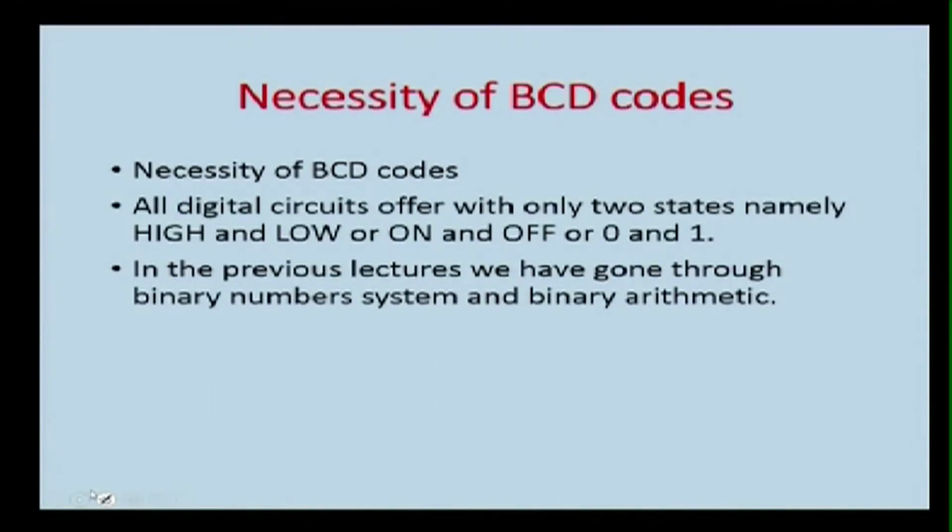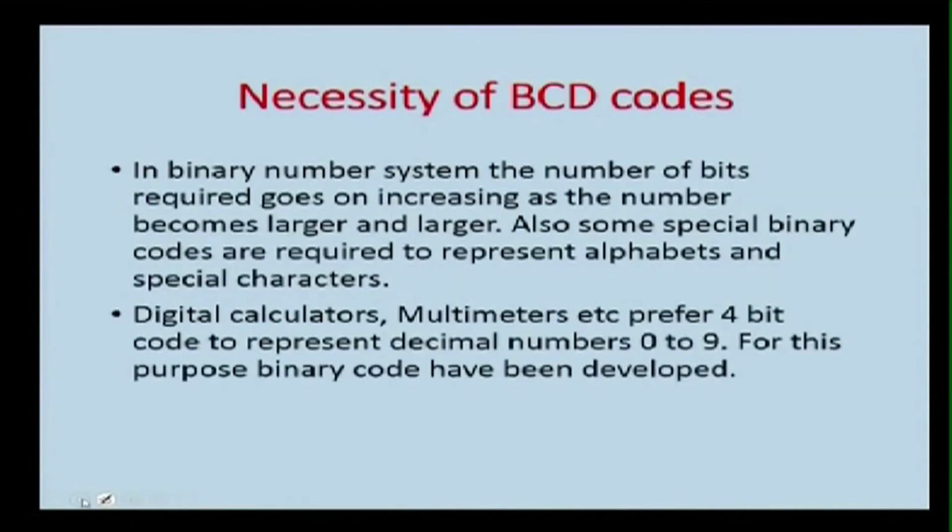In the previous lecture, we have gone through the binary number system and binary arithmetic. In the binary number system, the number of bits required goes on increasing as the number becomes larger and larger. Also, some special binary codes are required to represent alphabets and special characters. Digital calculators, multimeters, etc. prefer a 4-bit code to represent binary numbers 0 to 9. For this purpose, binary codes have been developed.